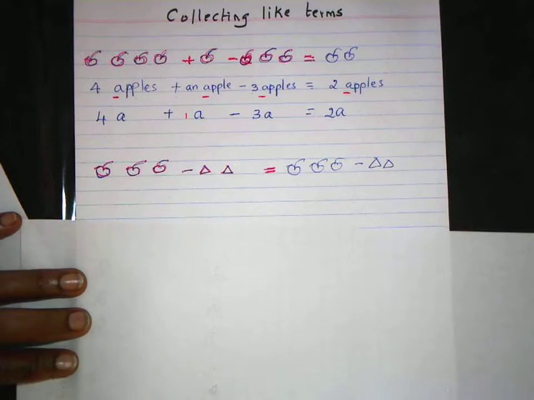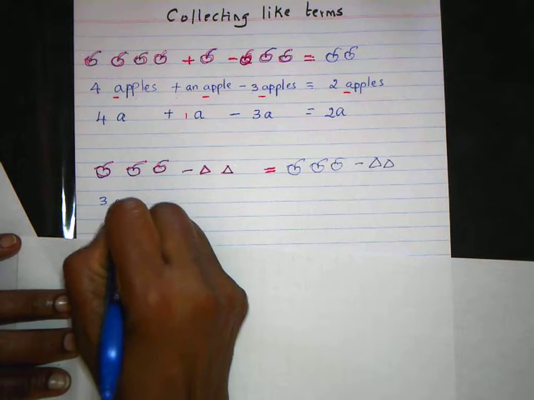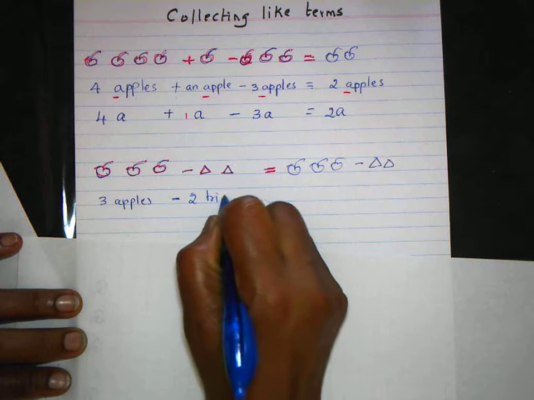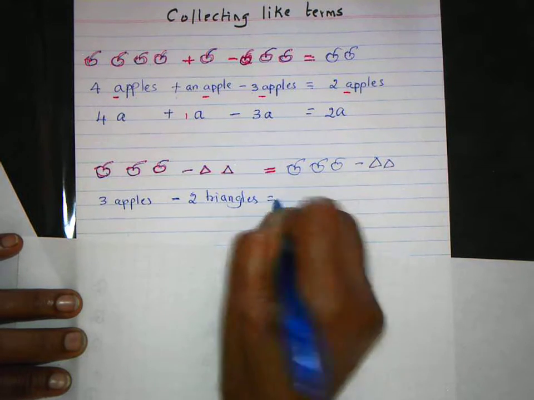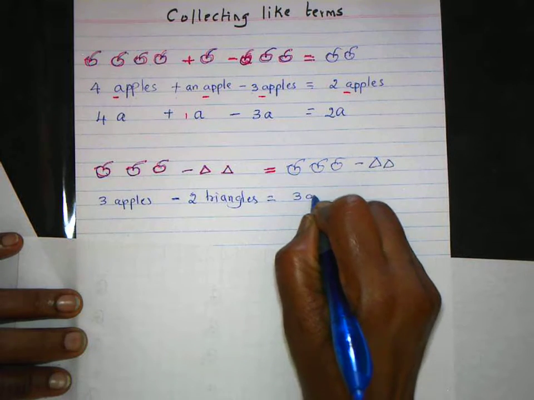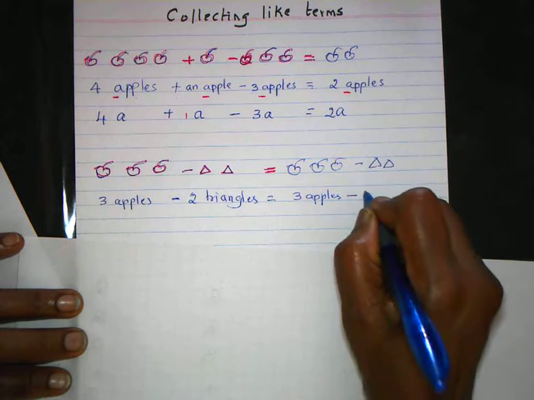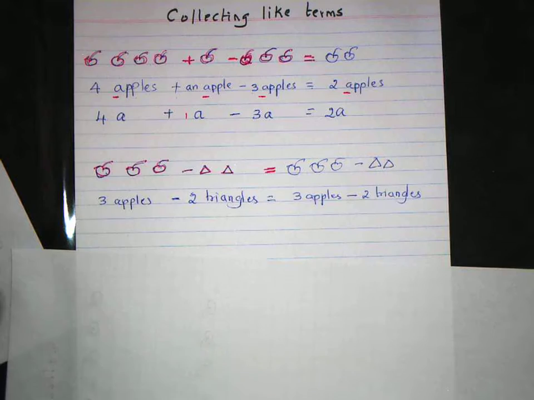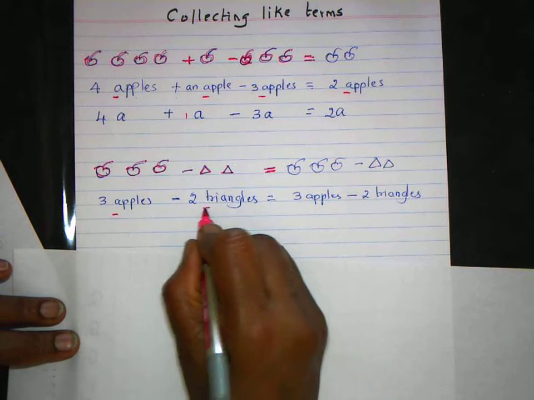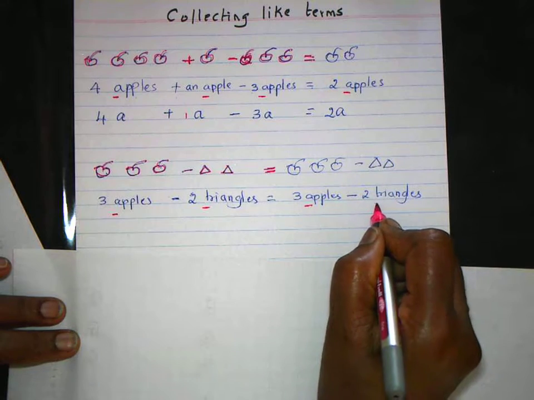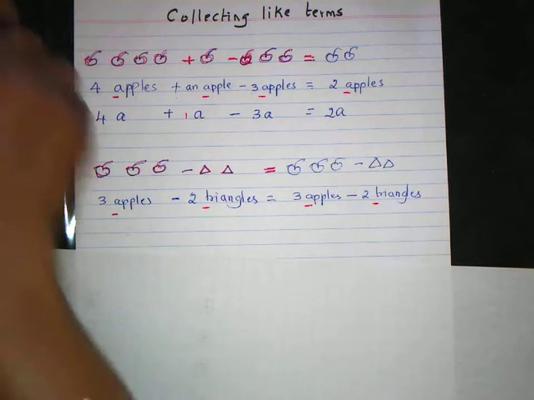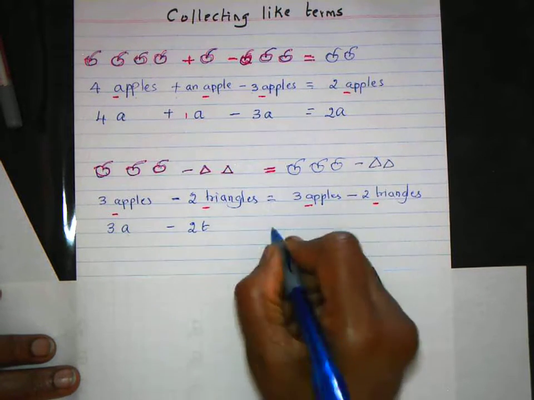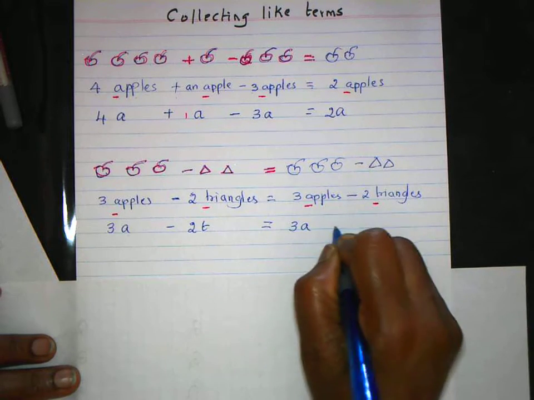So what we can write here is 3 apples, take away 2 triangles is still 3 apples minus 2 triangles. As usual, if I replace apples by a, triangles by t, now the next line I can write this as 3a minus 2t equal to 3a minus 2t.